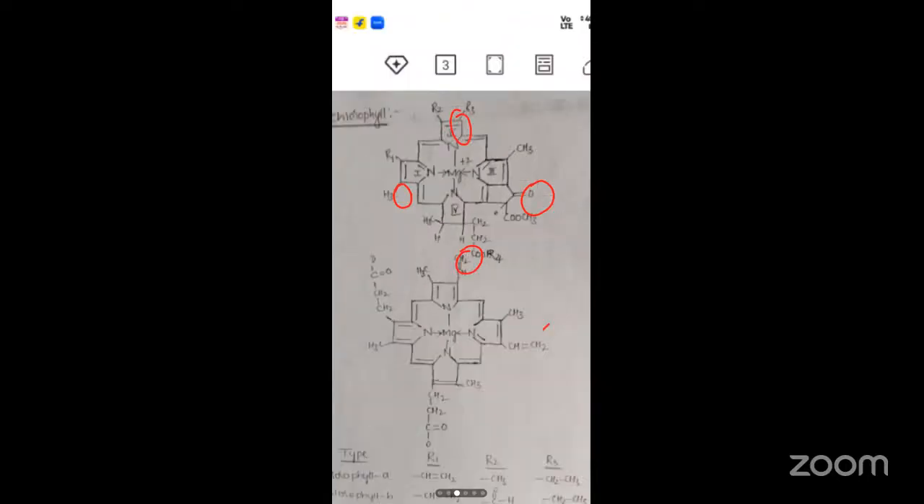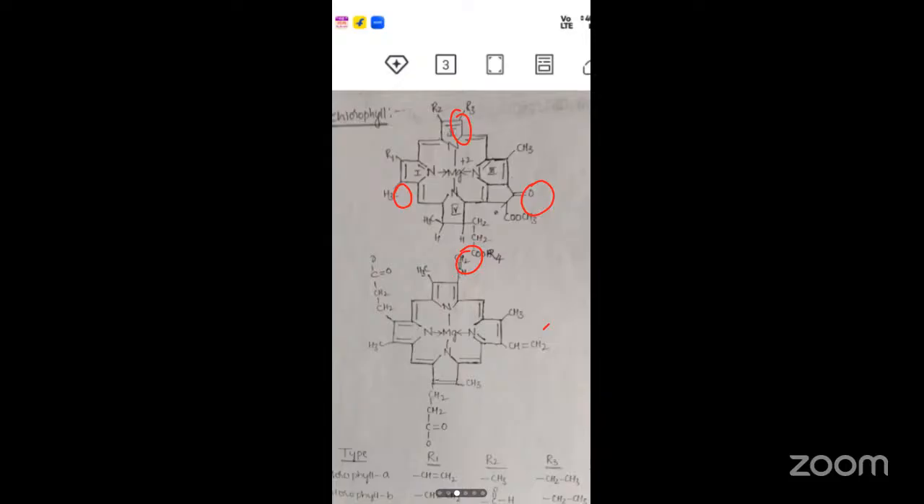So in this, two types of chlorophylls are there: chlorophyll A and chlorophyll B. So how can you explain that?